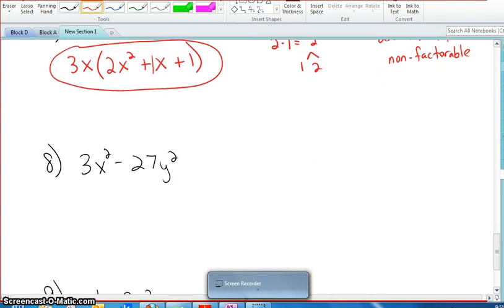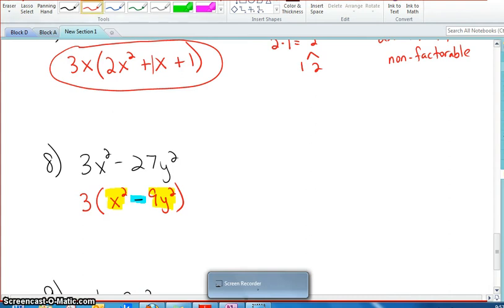Alright, what about something like this? Is there a GCF? Yes. They both have a 3 in common. Left over is x squared minus 9y squared. This only has 2 terms, so my only option for 2 terms is it a difference of perfect squares? Well, I know it's a difference. Is x squared a perfect square? Yes. Is 9y squared a perfect square? Yes.